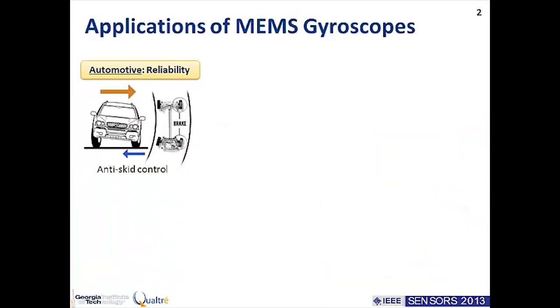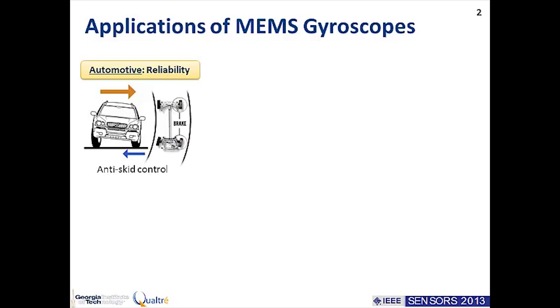The reason MEMS gyroscopes have received a lot of attention in recent years is because they have enabled a set of applications that were not even possible to implement before the devices were invented. An example is what we see in the automotive industry. We can place these very small, very low power devices and measure, for example, how a vehicle is rotating about a certain axis, and then use different control schemes for anti-skid control or for rollover control.